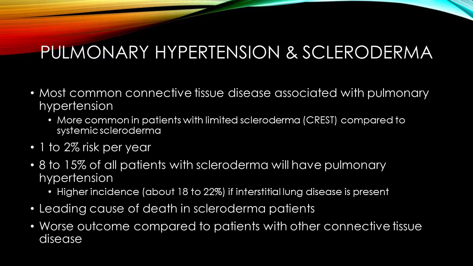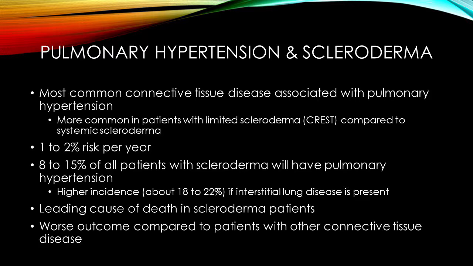Patients with scleroderma have about a 1 to 2% risk per year for developing pulmonary hypertension. And when we look at all of the patients across the world that have pulmonary hypertension, about 8 to 15% of patients with scleroderma will have pulmonary hypertension. There is a higher incidence if interstitial lung disease is present. That's kind of what Dr. Amanullah was talking about earlier. Unfortunately, it is the leading cause of death in scleroderma patients. So it is very important that we recognize this early and that we begin treatment early.